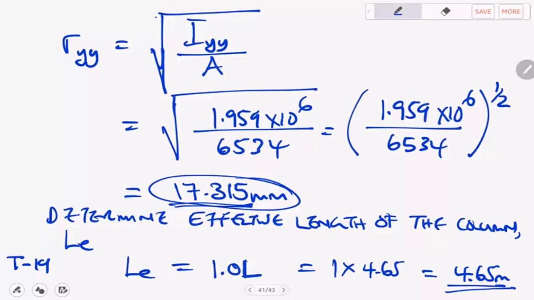What is our overall depth? Talk to me. Yes, sir, 270. It's 270, right? And what is the width of that thing? 180. Yes, sir.